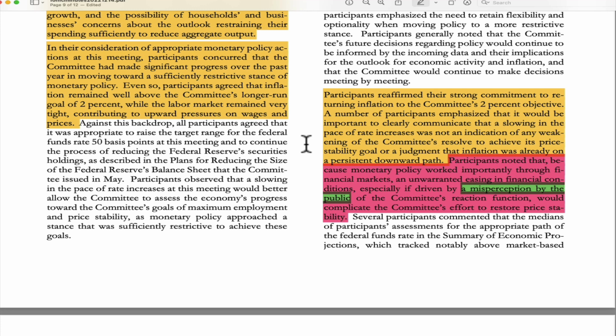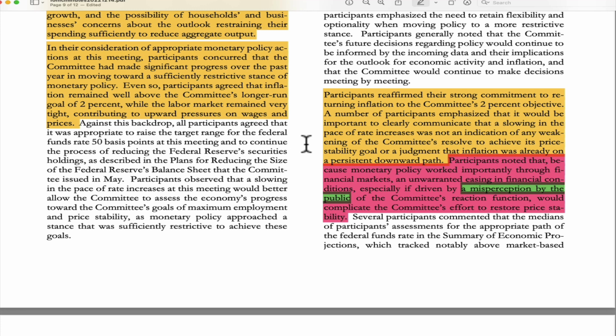Instead of using one font for a paragraph like that, they really should underline and highlight and italicize some words to add some context to what they're saying so that you can hear them stressing words when they say, it is important to communicate that a slowing in the pace of rates was not an indication of any weakening. But if you just read it all like one font, was not an indication of any weakening of the committee's resolve, it sounds like, whatever. I'm going to pay attention to the first part. Really, they could bold it, right?